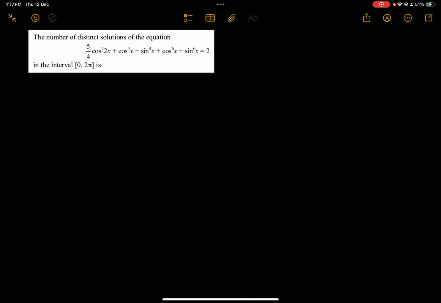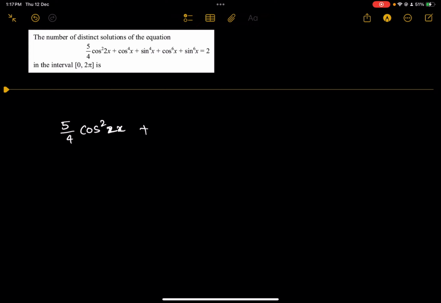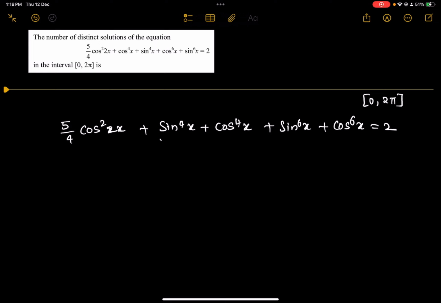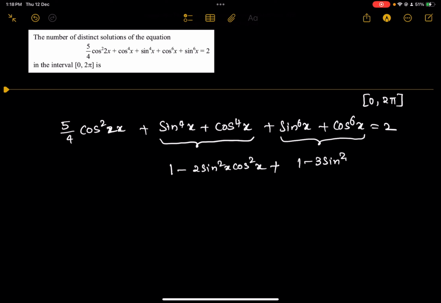Alright, so we are given an equation: 5 by 4 cos square 2x plus sin power 4x plus cos power 4x plus sin power 6x plus cos power 6x is equal to 2. We have to find the number of solutions of this equation in the interval 0, 2 pi. These two expressions are very famous. You should know the formulas for this. This is 1 minus 2 sin square x cos square x, and this is 1 minus 3 sin square x cos square x.